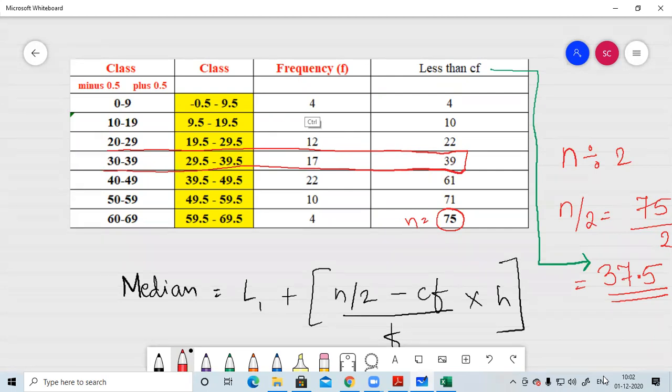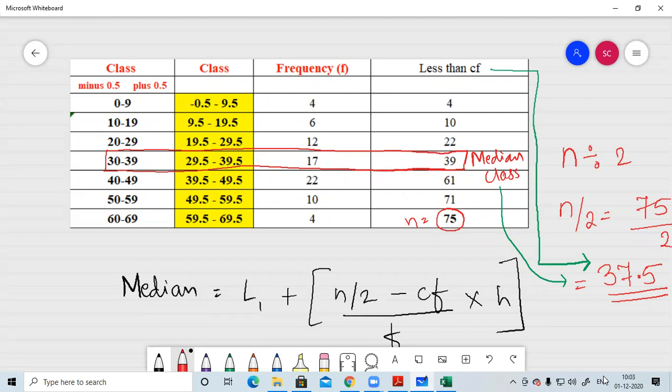So this is your median class. How did I locate the median class? By identifying 37.5 in the CF column. Now let us find out what L1 stands for. L1 stands for lower limit of median class.